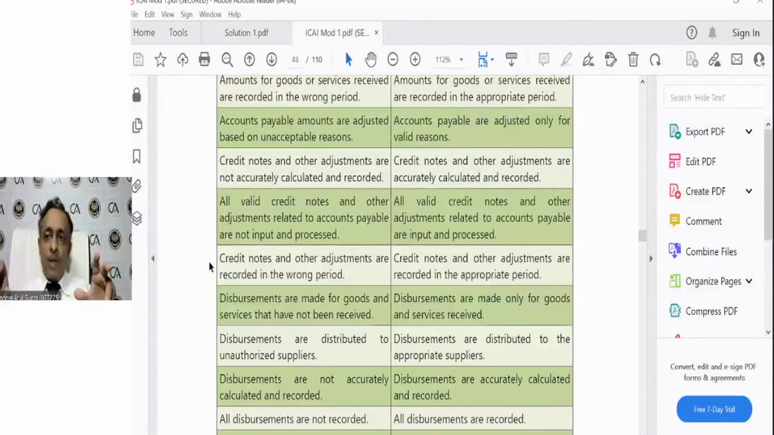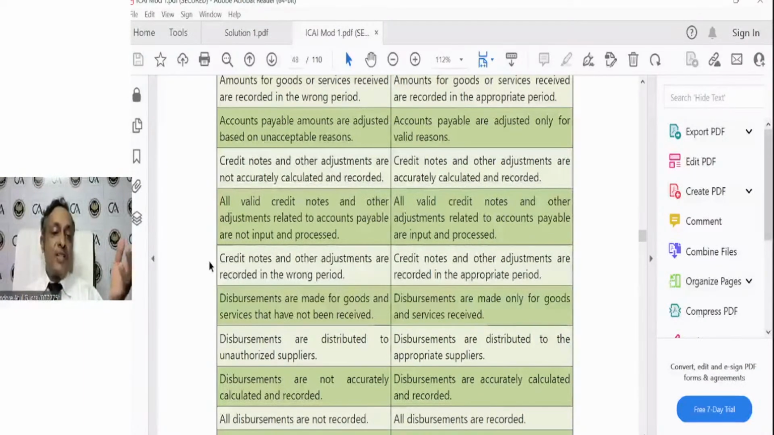GST is very specific, because we are talking of vendors. So if it is a credit note, debit note, the GST is going to be impacted. So whenever you read the word GST, please understand that practically you need to understand the impact it may have on your GST compliances also. It is mechanical, it is clerical, the error is clerical, but it has a statutory impact also. So credit notes and other adjustments are not accurately calculated, recorded. It can have a GST impact. Again, clerical, need to be done thoroughly. Credit notes and other adjustments are recorded in wrong period. Same issue of substantive, which aspect of substantive I am looking at.